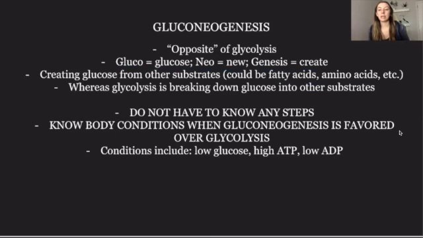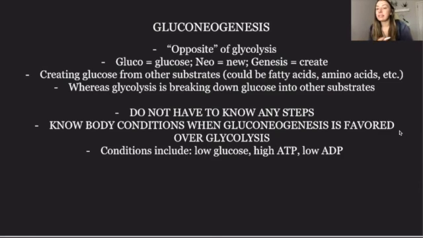Whereas glycolysis is where you're breaking glucose down into the other substrates. So I like to think of gluconeogenesis as kind of the opposite of glycolysis. That sort of is the answer, but gluconeogenesis doesn't necessarily start from pyruvate. It can start from other things. In my opinion, you don't have to know any steps for gluconeogenesis specifically. Just know the body conditions in which gluconeogenesis is favored over glycolysis.